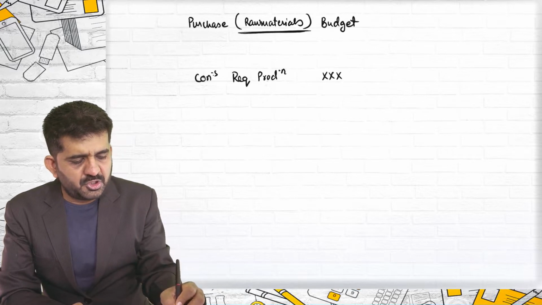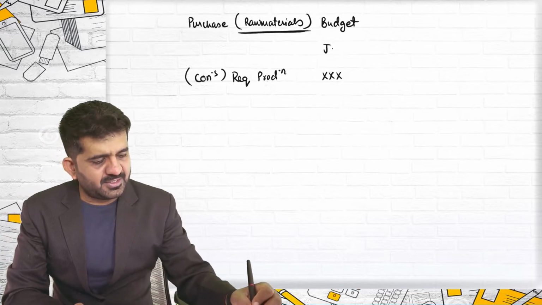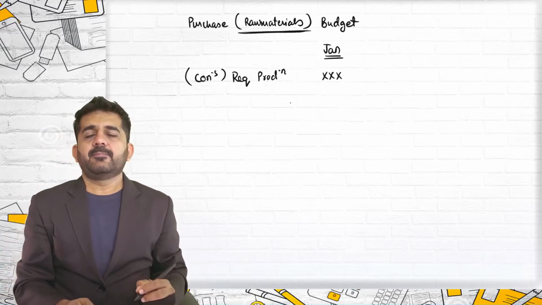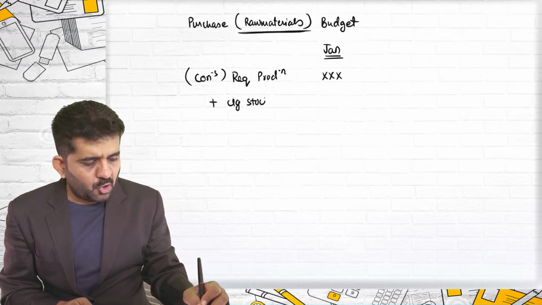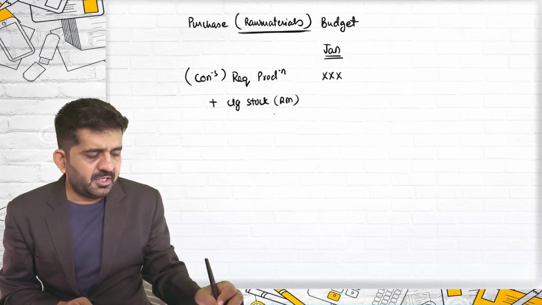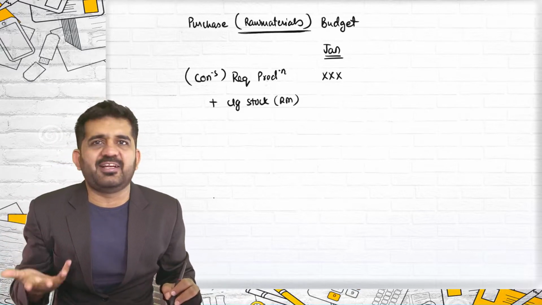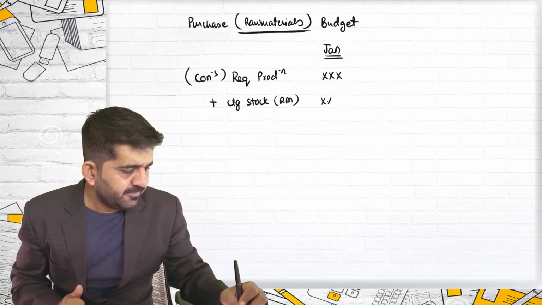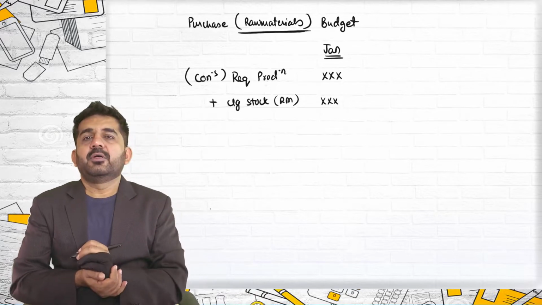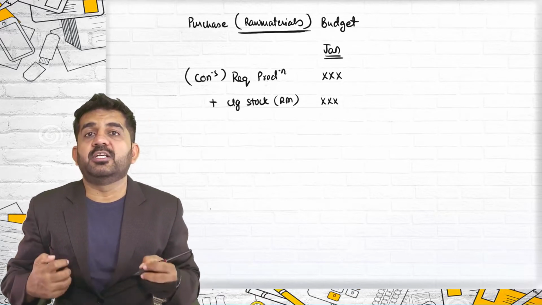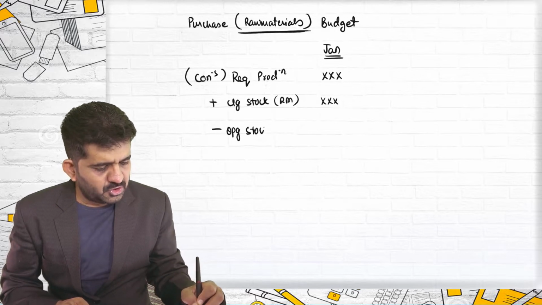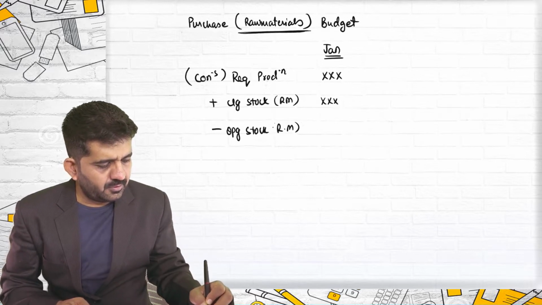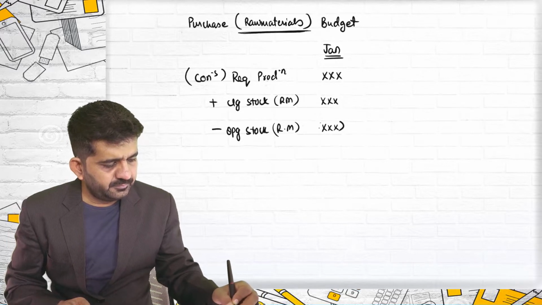So consumption of raw material required in, say, the month of January, plus what closing stock you want of raw material. Please understand, this will be of raw material and not of finished goods, obviously. This total is my requirement, minus opening stock of raw material.